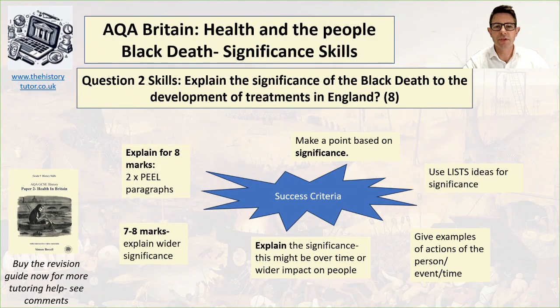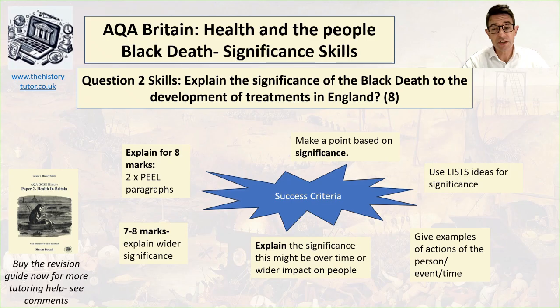Okay, so here's what I've gone for. So it is 8 marks. You need 2 PEEL paragraphs to explain your ideas. You need to explain 2 ideas of significance. It is a significance question about the Black Death. So your point should be about the significance of the Black Death, not just about the Black Death.